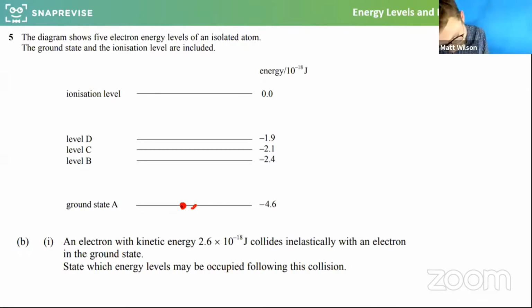So we've got an electron here, and we've got some other electron with some certain amount of energy, 2.6 times 10 to the minus 18 joules. And our question is, what levels can this electron be bumped up to? So what do we reckon? Have a guess in the chat. Can it be bumped up to level B? Can it be bumped up to level C, level D?